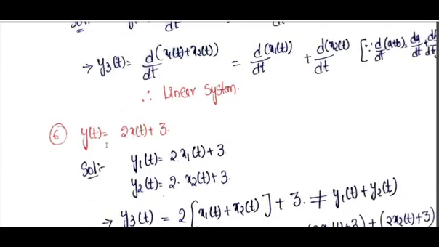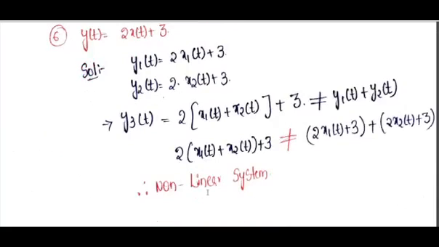Now, the last problem is what? y of t equals 2 into x of t plus 3. For this problem, by seeing itself I can say it is non-linear. Why? Here if I take for the overall system, the value of the constant is 3. But if I take for individual, if I add 3 plus 3 it will become what? 6. As I can say by seeing, 3 is not equal to 6, this is non-linear.